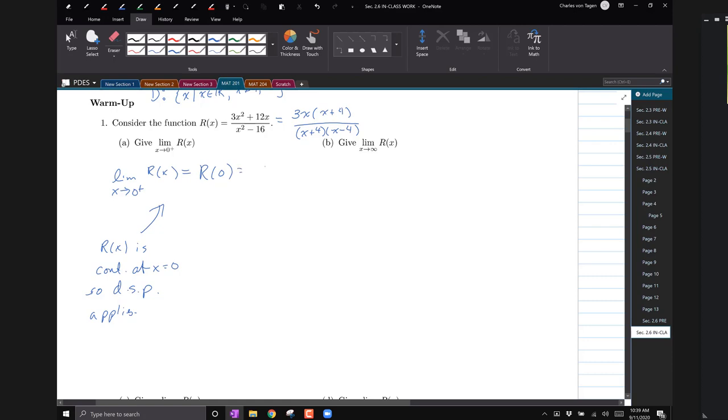which would be 3 times 0. Actually, we'll put it in the original format of it. So we'll put in 3 times 0 squared plus 12 times 0, all over 0 squared minus 16. And this evaluates to 0.